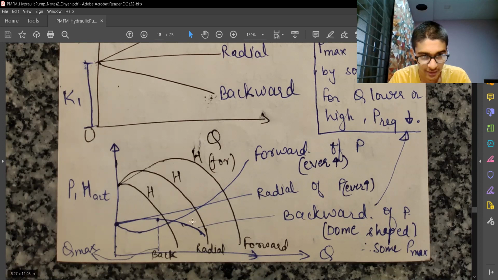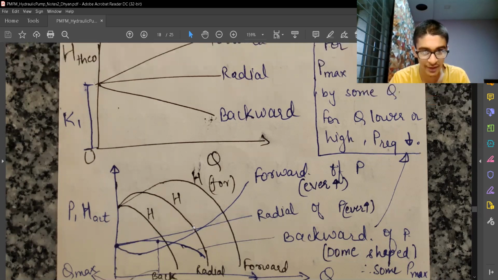Now come to the backward facing blades. This is for backward. This is the most important thing. We can see that it is increasing for some time and then it is monotonously decreasing again. So there is a maxima for this power curve in a backward facing blade. That means that at some design point we'll have maximum power requirement, and as per that we can design our pump. At any condition other than the design point, if we are working at any other point, the power requirement will be less. So we are not going to harm our system. That is a dome shape, and this is the self-limiting characteristic.